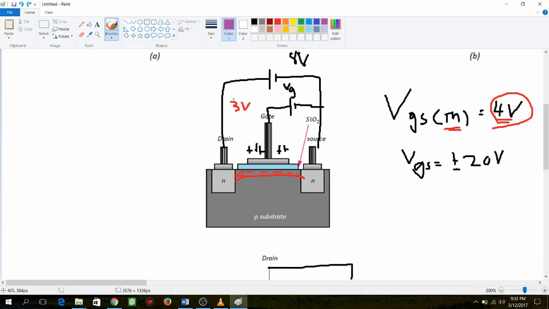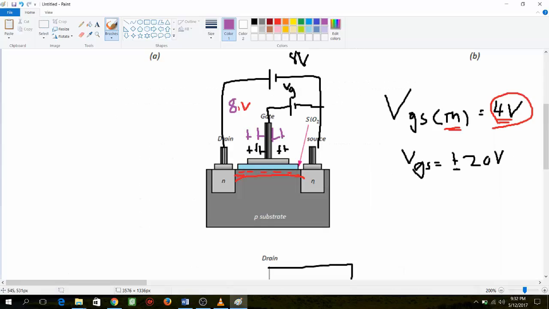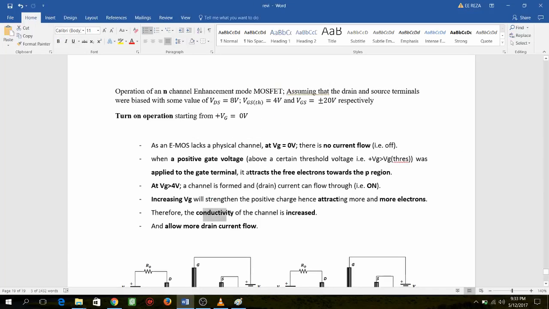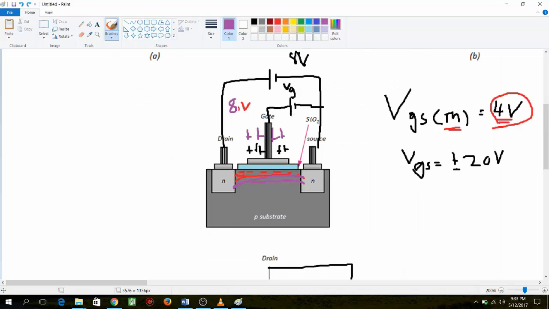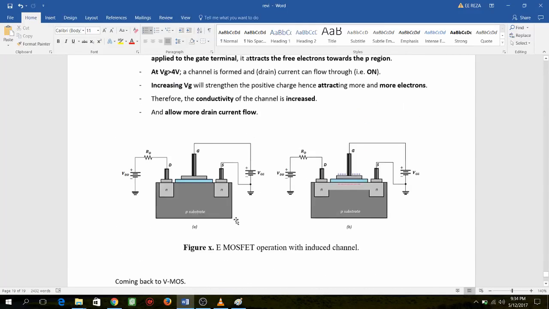If I increase VG from 6 to, for example, 8 volt, my positive charge will be stronger and stronger as I increase my gate voltage. And therefore, I will attract more and more electrons. There will be more and more conductivity, and more drain current can flow through. Therefore, the conductivity of the channel increases and more current can flow. You can keep on increasing the gate voltage, but do not exceed the 20 volt maximum rating. And that concludes our tutorial.